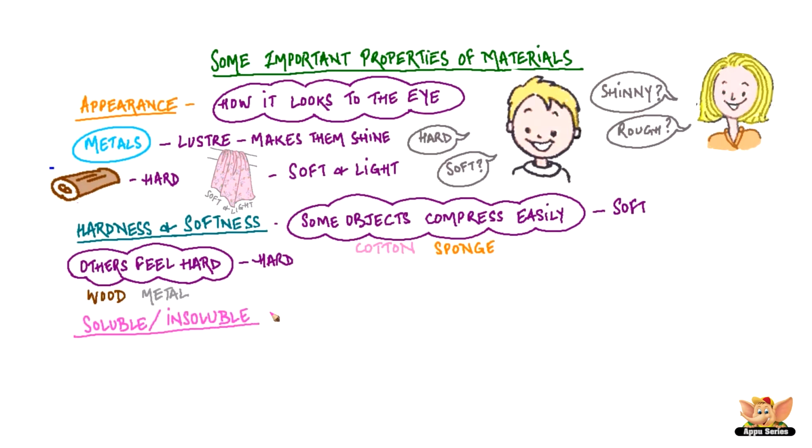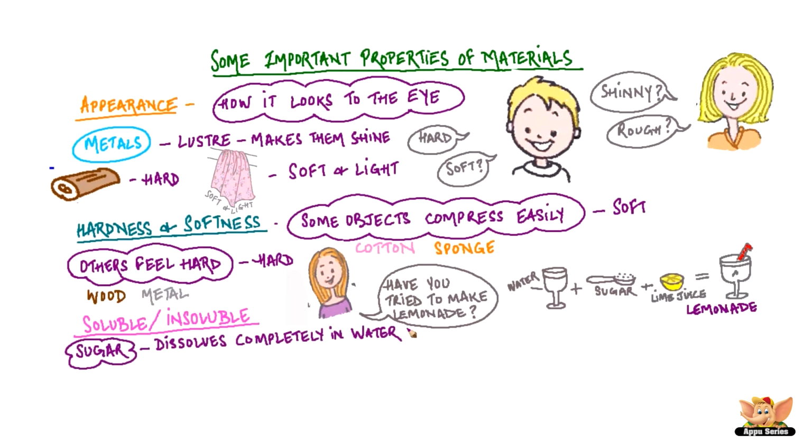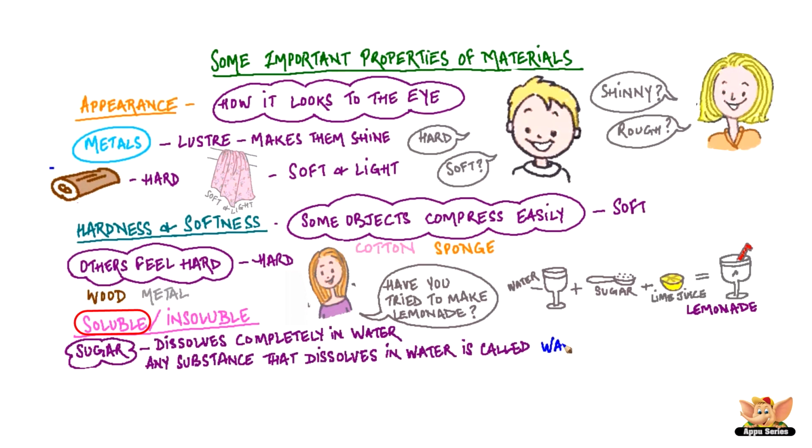Soluble, insoluble. Have you tried to make lemonade? What steps do you follow when you're making lemonade? To make lemonade, you take a glass of water, stir in several spoons of sugar, then you squeeze in some lime juice and stir till you can see that all of the sugar has dissolved and you get a delicious glass of lemonade. So you observe that sugar dissolves completely in water. That makes it a soluble substance. Any substance that dissolves in water is called water soluble.